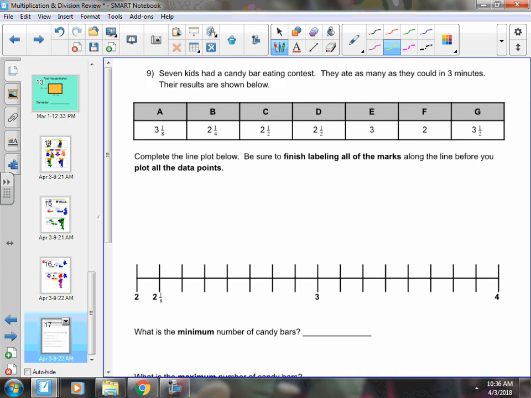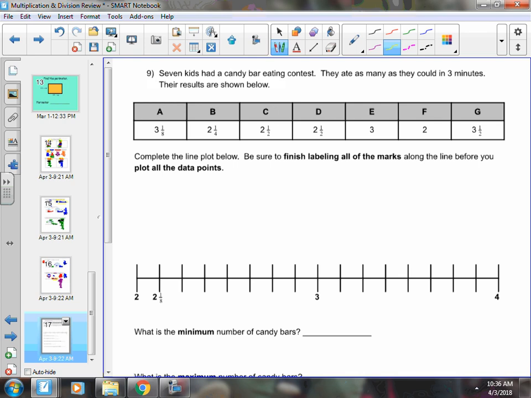It says, complete the line plot below. Say, line plot. And you should have an X on your arms. And that reminds us that in a line plot, each piece of data is shown with an X. Complete the line plot below. Be sure to finish labeling. Ooh, got to make sure we do this part. Be sure to finish labeling all of the marks along the line before you plot all the data points.